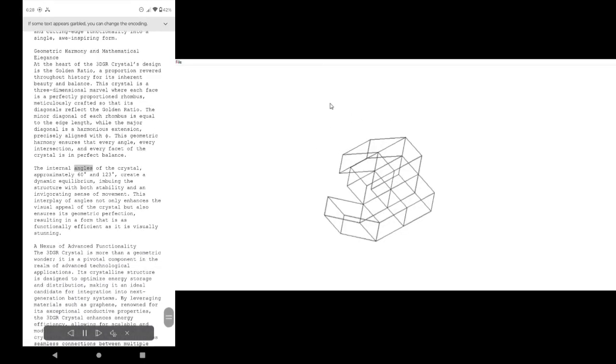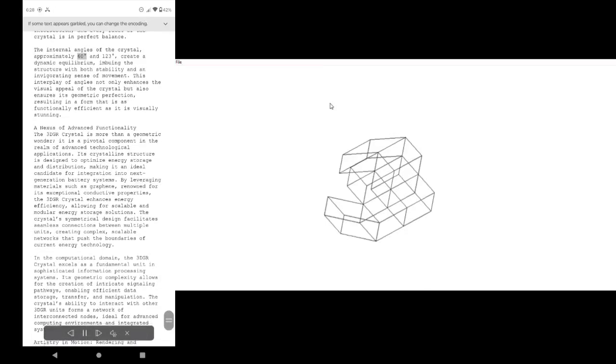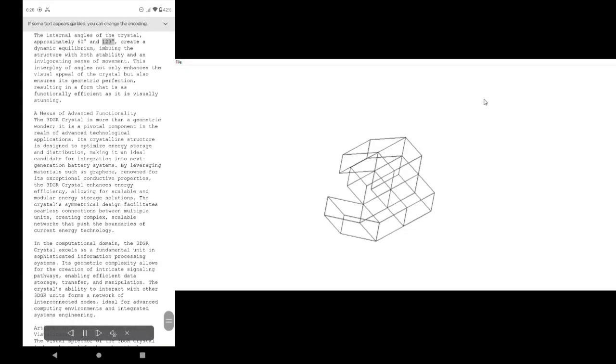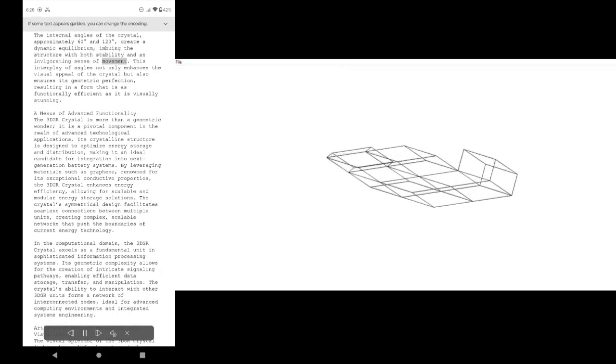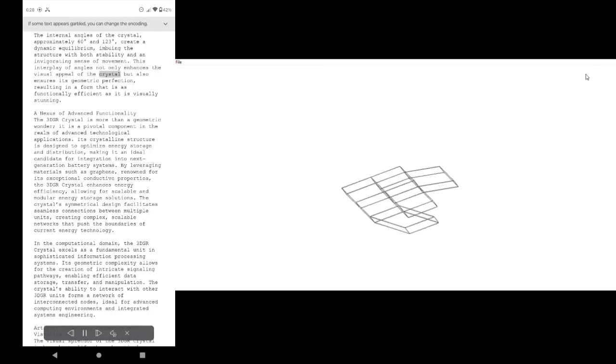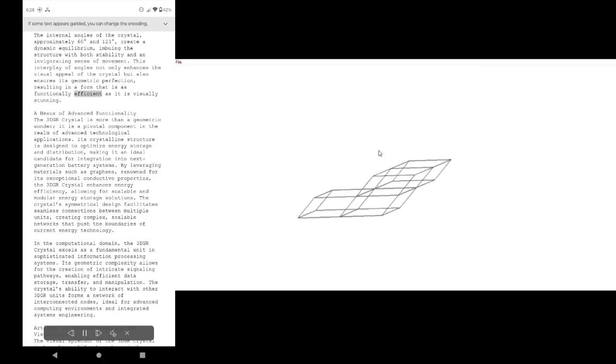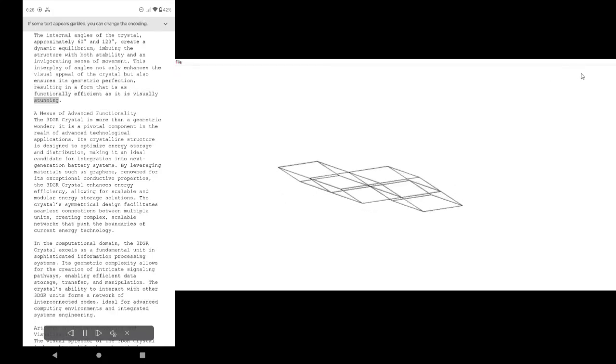The internal angles of the crystal, approximately 60 degrees and 123 degrees, create a dynamic equilibrium, imbuing the structure with both stability and an invigorating sense of movement. This interplay of angles not only enhances the visual appeal of the crystal, but also ensures its geometric perfection, resulting in a form that is as functionally efficient as it is visually stunning.